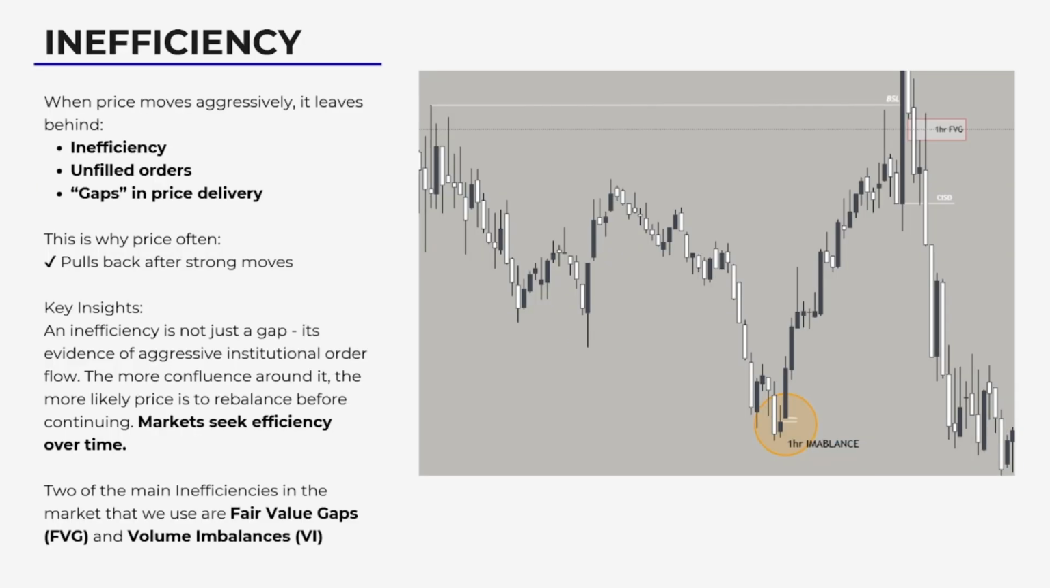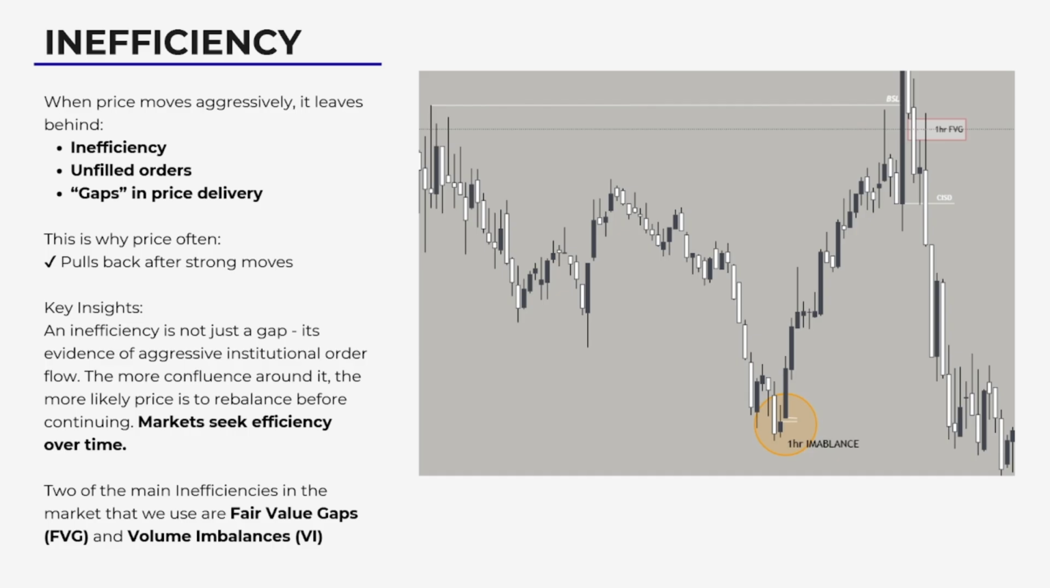Inefficiencies, okay? When price moves aggressively, it leaves behind inefficiency, unfilled orders, gaps, and price delivery. I know you guys probably have heard of fair value gaps and volume imbalances. This is kind of what we're talking about when we're talking about inefficiencies. Okay. Price often pulls back to these after making strong moves. And an inefficiency is not just a gap, it's evidence of aggressive institutional order flow. The more confluence around it, the more likely price is to rebalance before continuing. Markets seek efficiency over time.